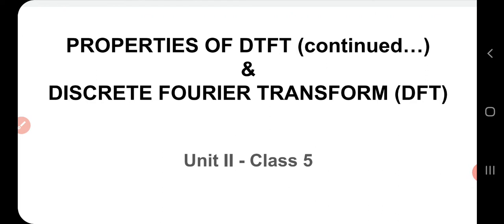In today's session, we will learn about properties of discrete time Fourier transform (DTFT) along with another transform, that is discrete Fourier transform (DFT). In the last class, we discussed in detail this DTFT and some of its properties. In today's session, we will continue with some more properties of DTFT and then we will go to DFT.